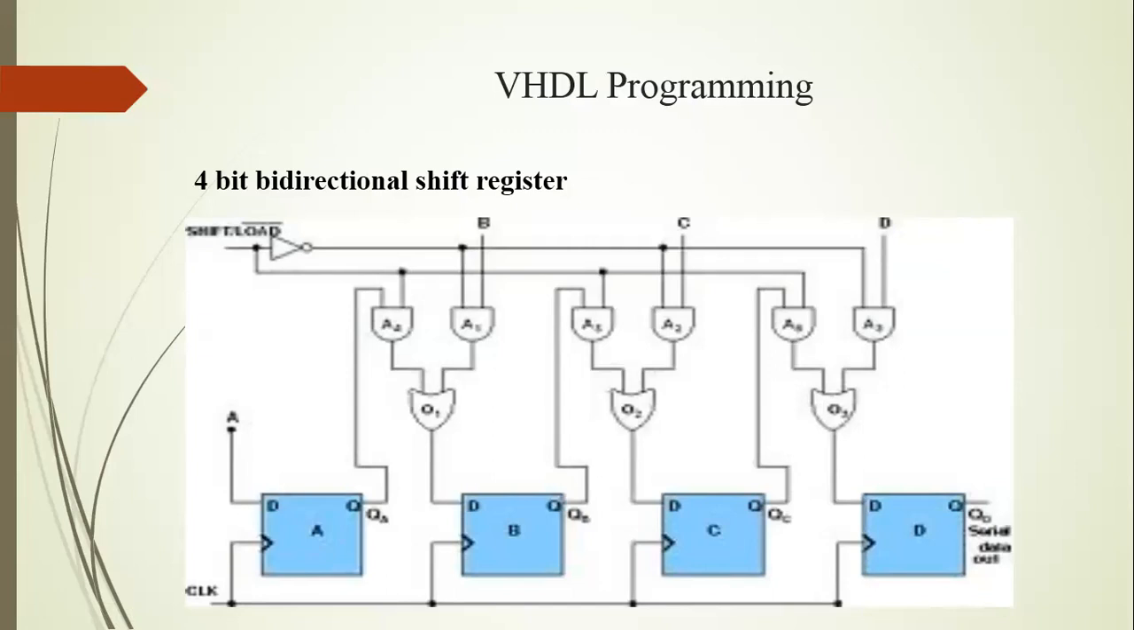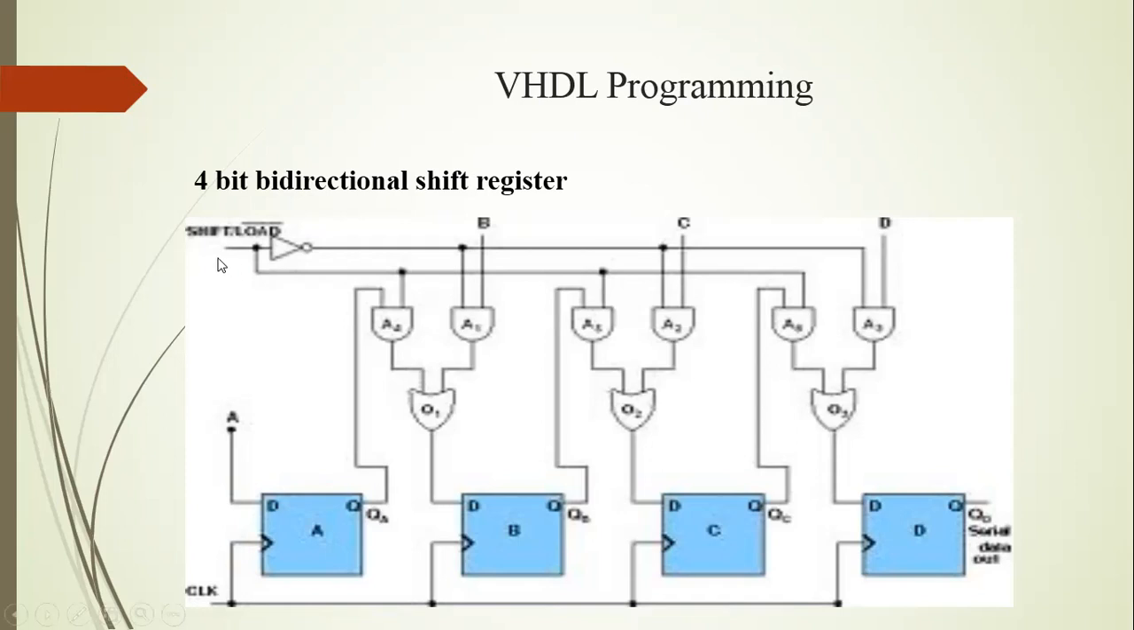Okay, experiment number 2, 4-bit bidirectional shift register. Advantages and applications of a shift register in microprocessors. A shift register does data shift, serial input, serial output, parallel input, parallel output, and serial to parallel conversion. Okay, here is the VHDL programming for the 4-bit bidirectional shift register.